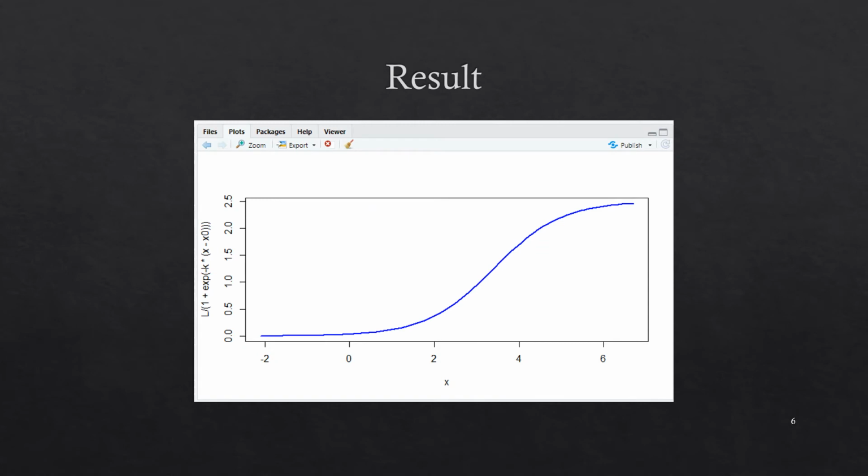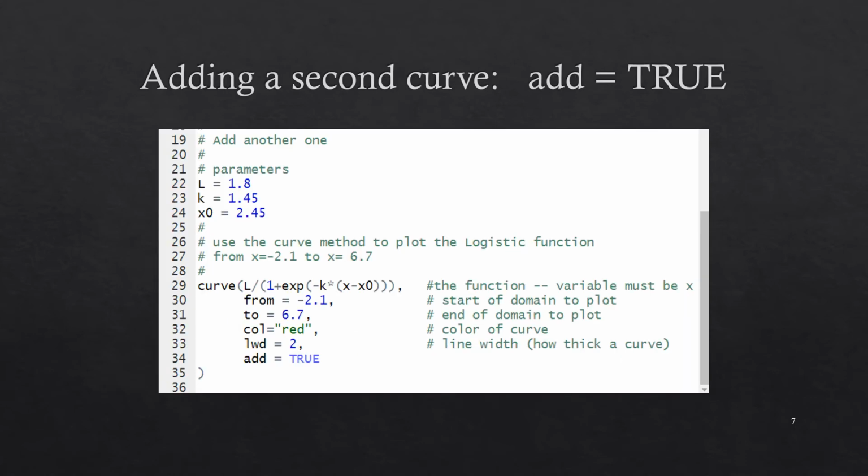And so here is the result, the plot. So the result of the curve function is a plot, and we see it's showing us this S shape that we expect for the logistic function. Now I want to show you another possible argument to the curve function, the add argument.